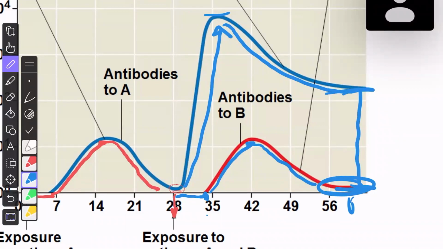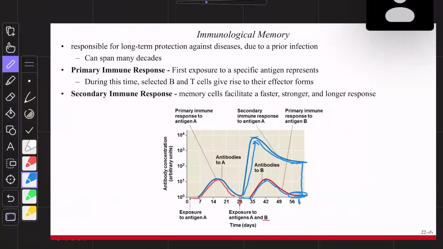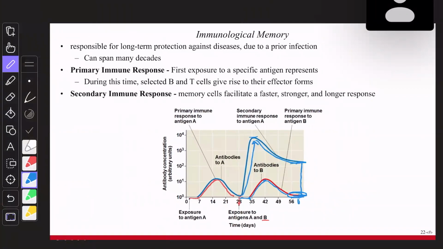Yep. Now, is it possible that this will eventually drop to zero? Yes, but these are going to last a lot longer. The second exposure is going to last a lot longer. So this is the difference between a primary exposure and a secondary exposure, or a primary immune response and a secondary immune response. Each new pathogen starts out with a primary immune response.